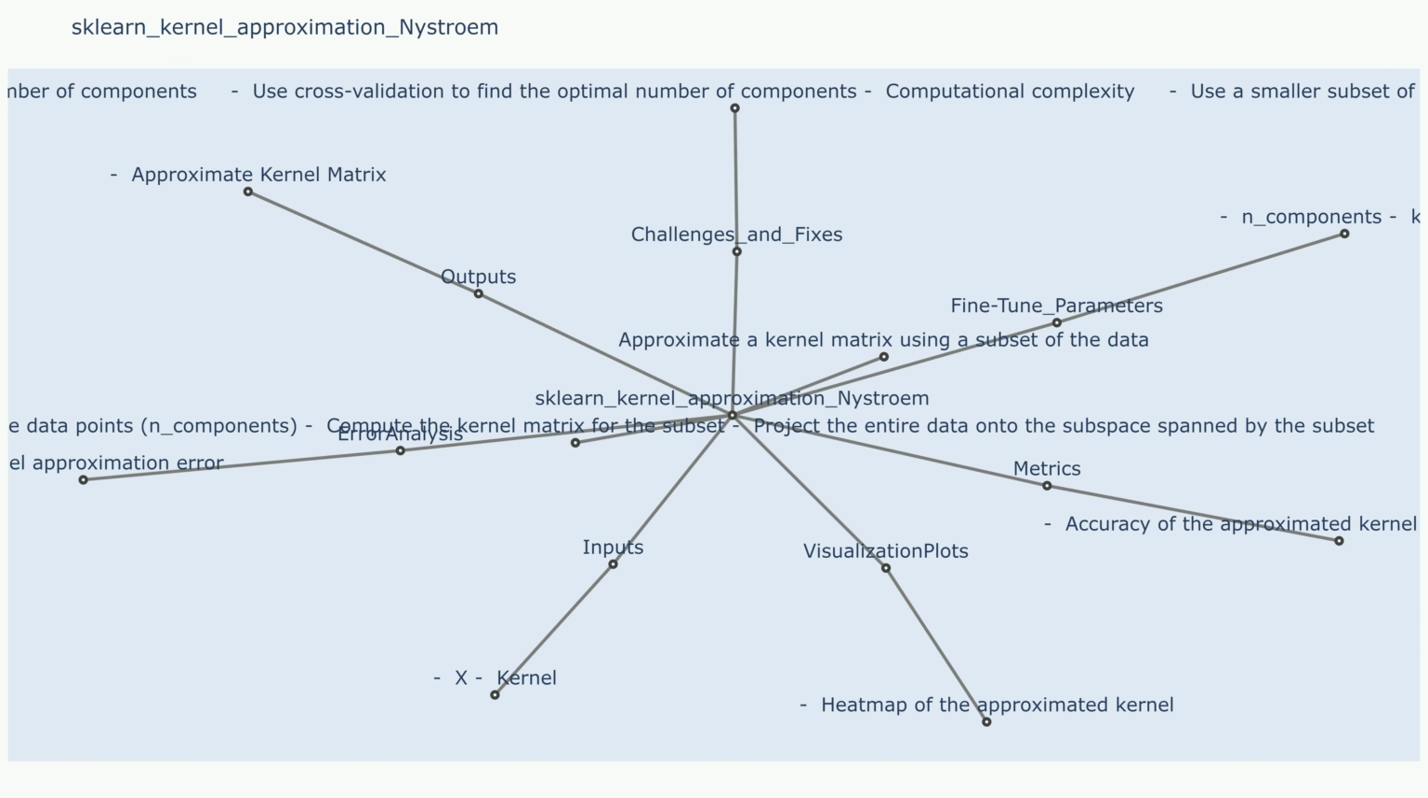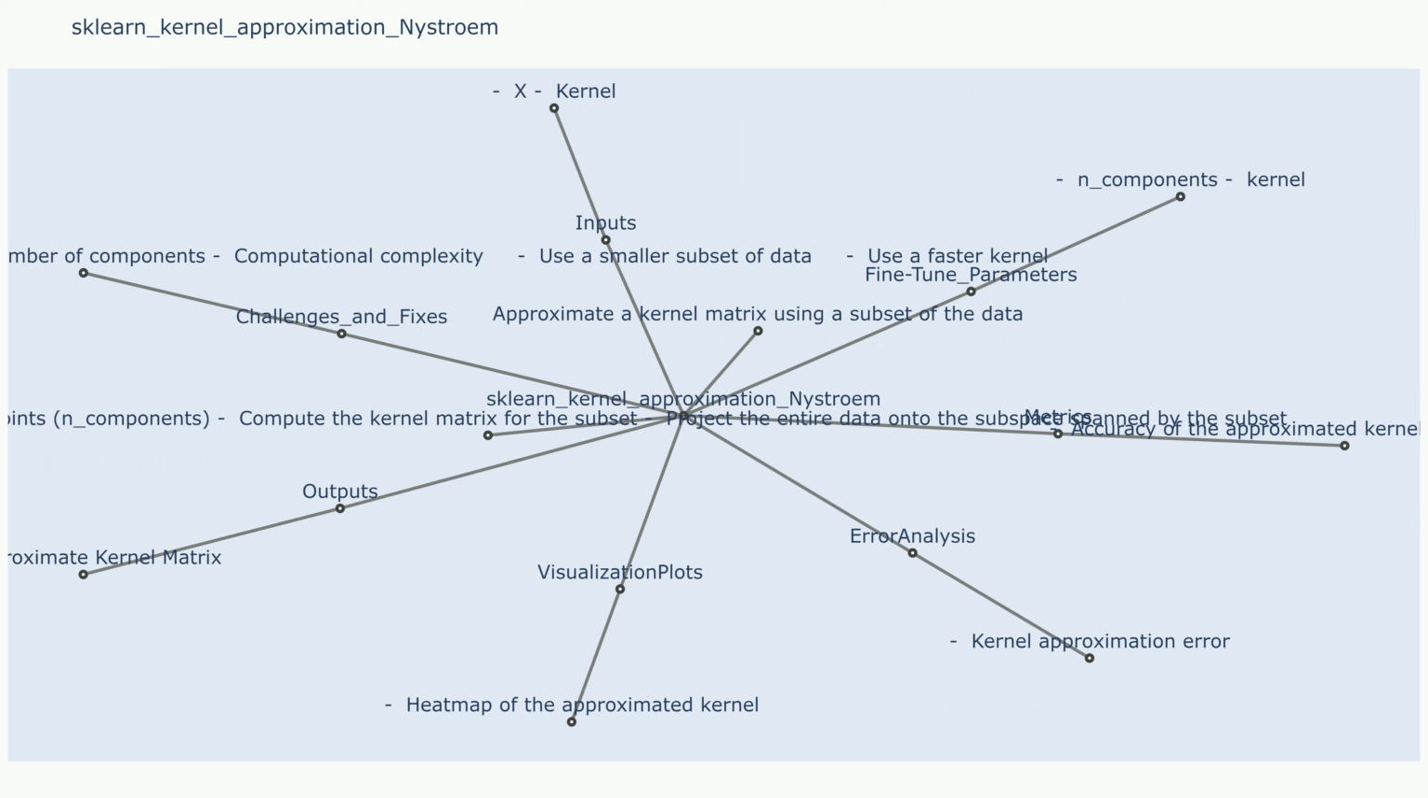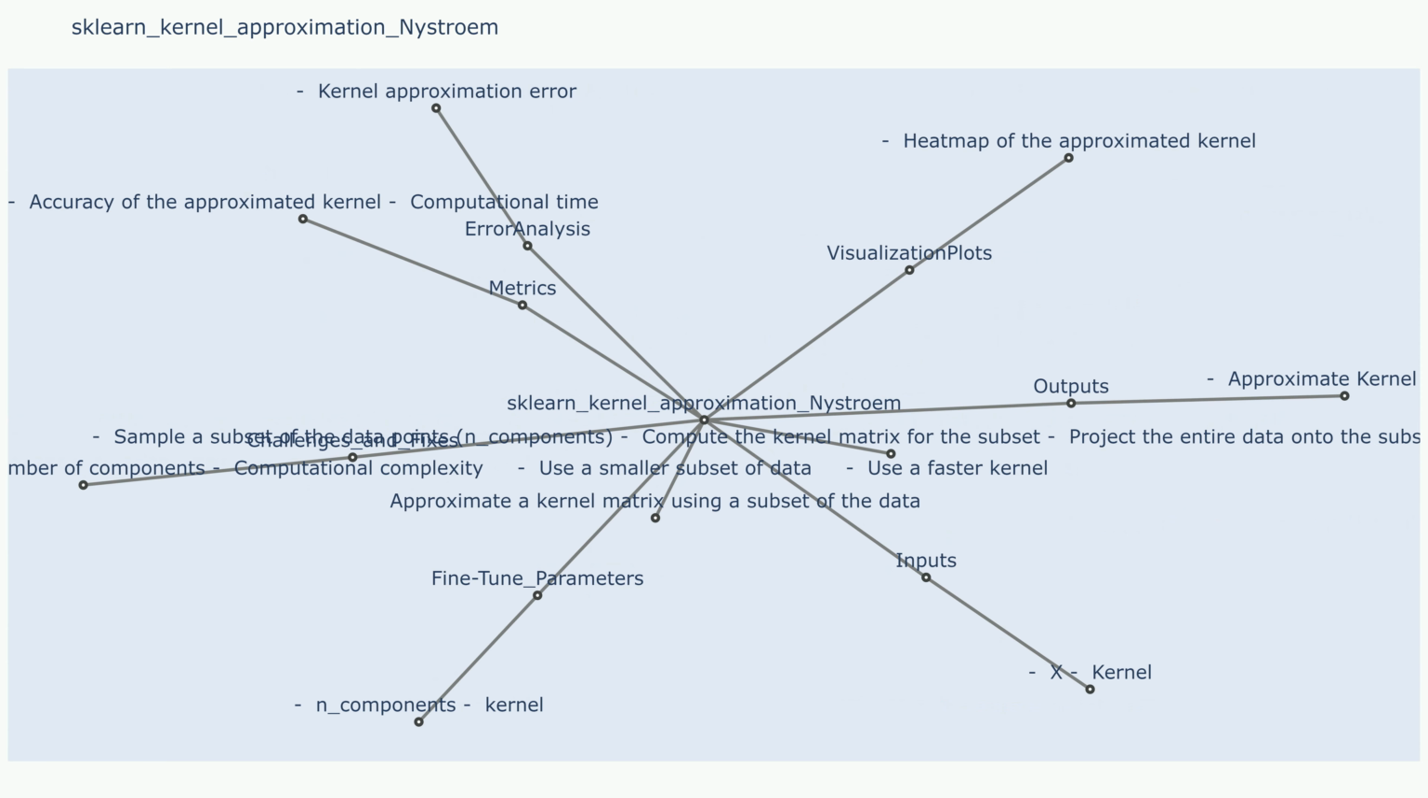sklearn kernel_approximation Nystroem. Description: the Nystroem method is a technique for approximating a kernel matrix, which is a representation of the similarity between data points. It achieves this by selecting a subset of the data points called landmarks and computing the kernel matrix between the landmarks and the entire dataset. This smaller kernel matrix is then used to approximate the full kernel matrix. This is particularly useful in high-dimensional datasets where calculating the full kernel matrix can be computationally expensive.